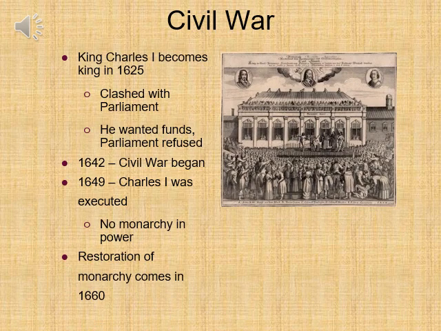King Charles I became king in 1625, taking over after his father, King James I. He clashed with Parliament, especially when he wanted funds and Parliament refused. After Parliament grants the funds to King Charles I, under the plan that he would allow petitions and certain rights for English citizens to be passed, soon after, King Charles I dismisses Parliament, and for approximately 11 years, King Charles I rules over England without Parliament. So in 1642, we have the beginning of the Civil War. 7 years later, King Charles I was executed, and England was left with no monarch in power.